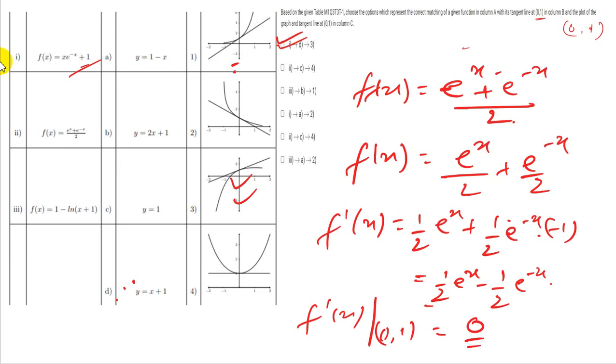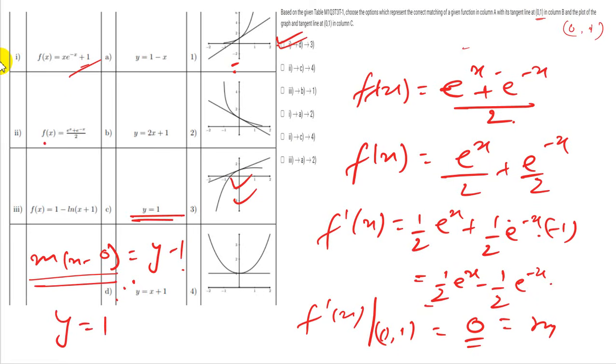Okay, so the slope here is becoming 0, so the equation of the line would be m(x - 0) = y - 1, which becomes y = 1. Okay, so this is the correct equation for this curve or this function. And let us see, we are having this curve only with this y = 1 line, and as a matter of fact I can tell you that this represents a parabola. Okay, so this is a parabola, so we can say that 2 is associated with c and c is again associated with 4. 2c4, this option is correct.